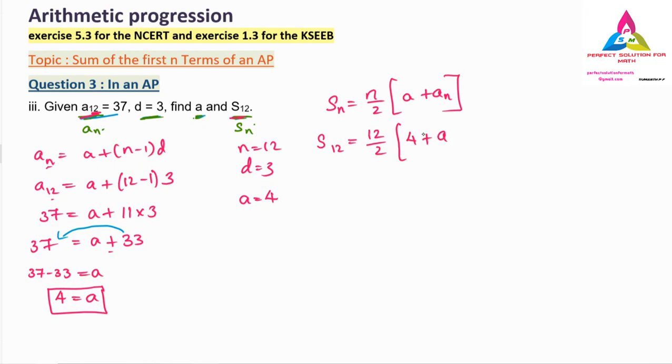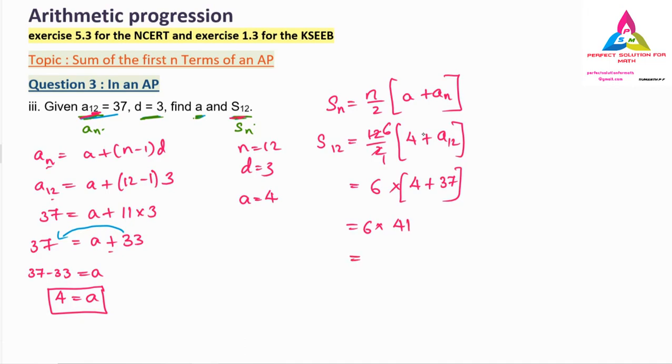What is n? The n value is 12. We can write directly the value of A12, which they have given as 37, but I will make it one more step because some students will get confused about why I directly wrote the an value as 37. So I have written A12. 2 1s are 2, 6 into, in brackets, 4 plus 37 is nothing but 41.